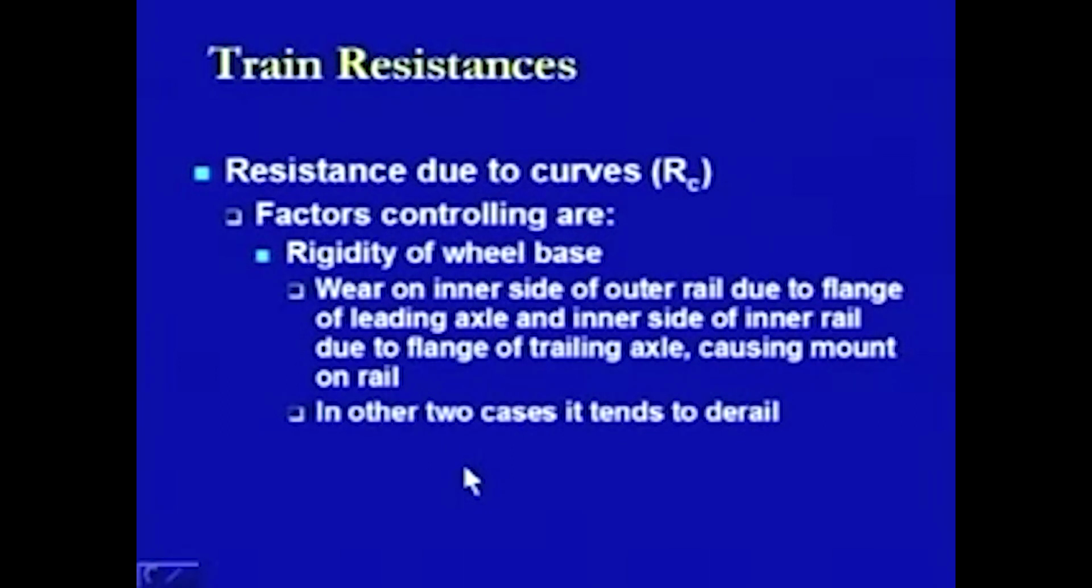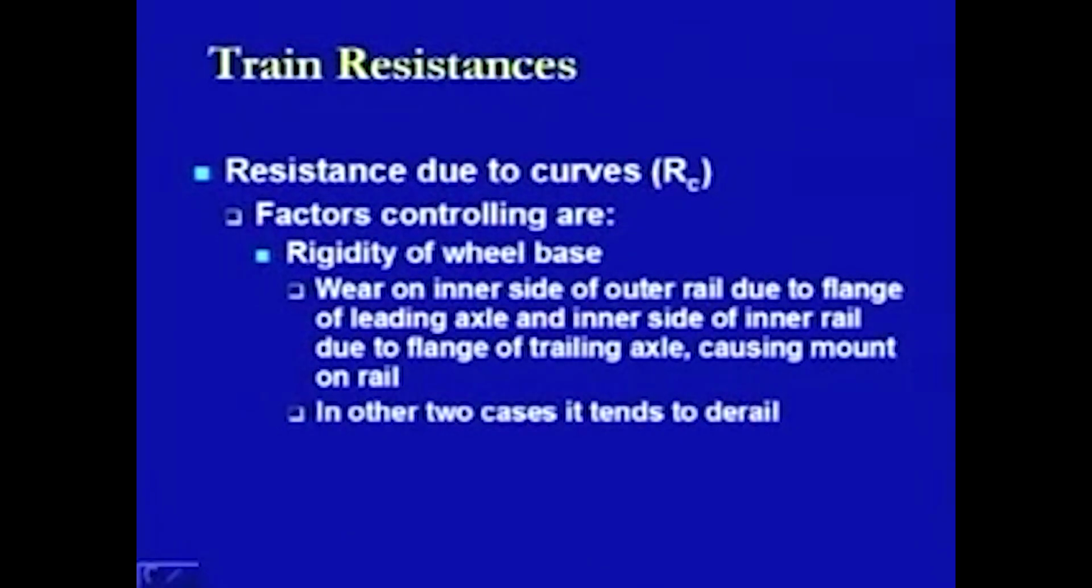There is another case where the resistance is being offered by the curves. In the previous case, when we were discussing the coning of the wheels, what we have seen is that there is a requirement of higher movement on the outer side of the curve as compared to the inner side of the curve, and that is how the vehicle can remain in the equilibrium condition. In that sense, what we found is there are certain factors which control this type of phenomenon, such as the rigidity of the wheelbase.